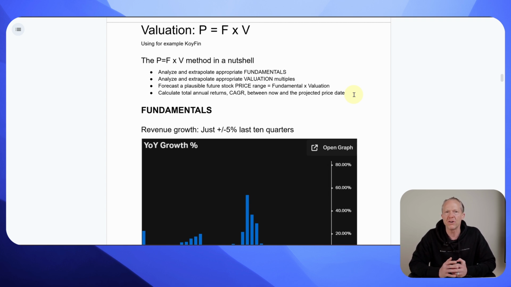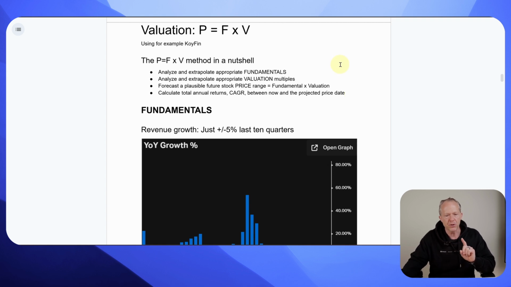And now we're in the meat of things with the P equals F times V fundamental value analysis of Apple. And I can't stress this enough. Whenever you look at a company and its stock and are trying to assess whether it might be a good investment or not, I urge you to always start with a very clear P equals F times V analysis.